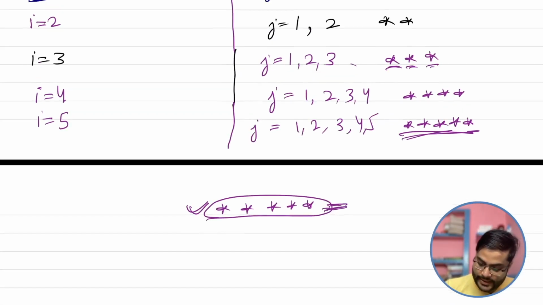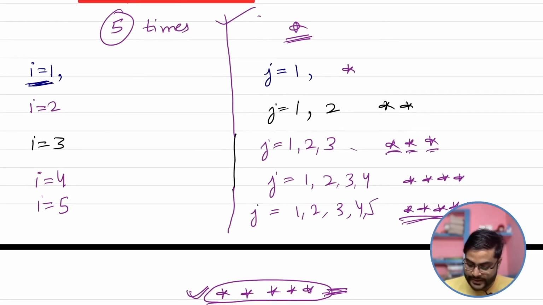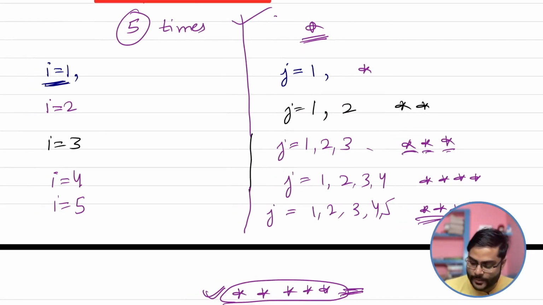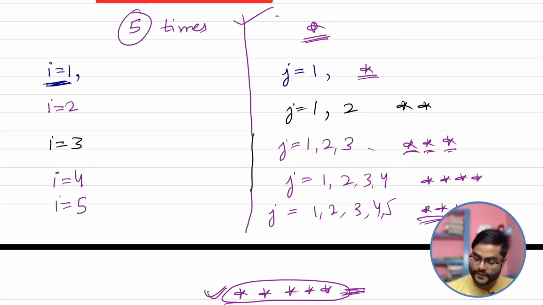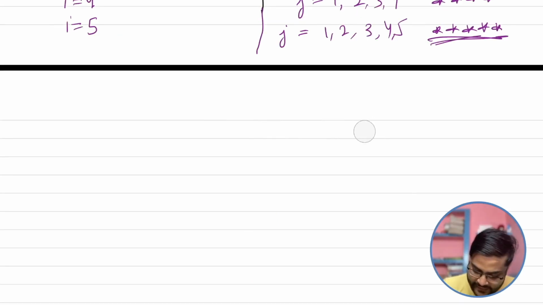But in this example, can you relate the number of stars with i? When i equals 1, we want to print it only 1 time. When i equals 2, we want to print it 2 times. When i equals 3, 3 times. When i equals 4, 4 times. When i equals 5, 5 times. Can we write something like this?